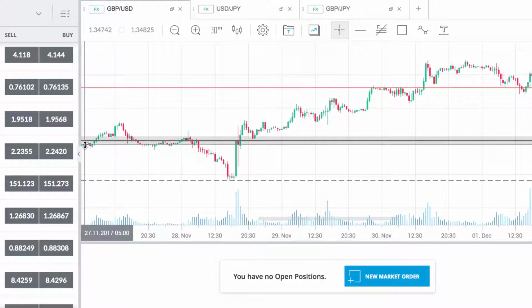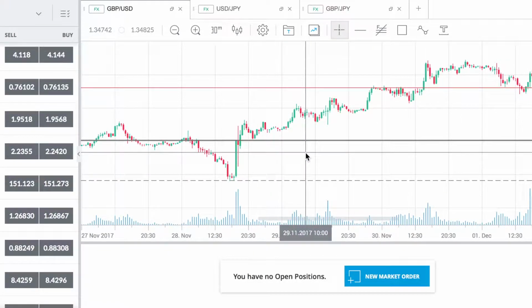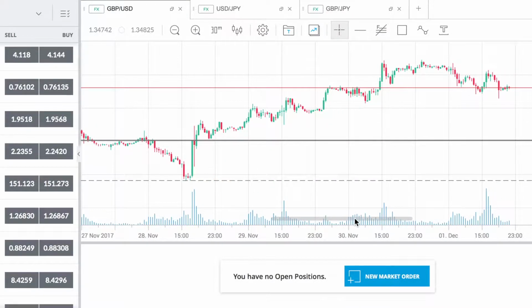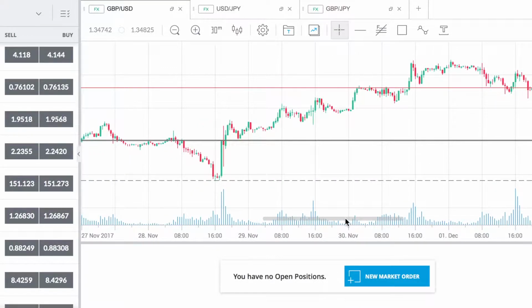So it's 5 in the morning on the set. You can see here you've got your resistance level here, and you've got your support level here. So we can safely say last week is very much on the uptrend.